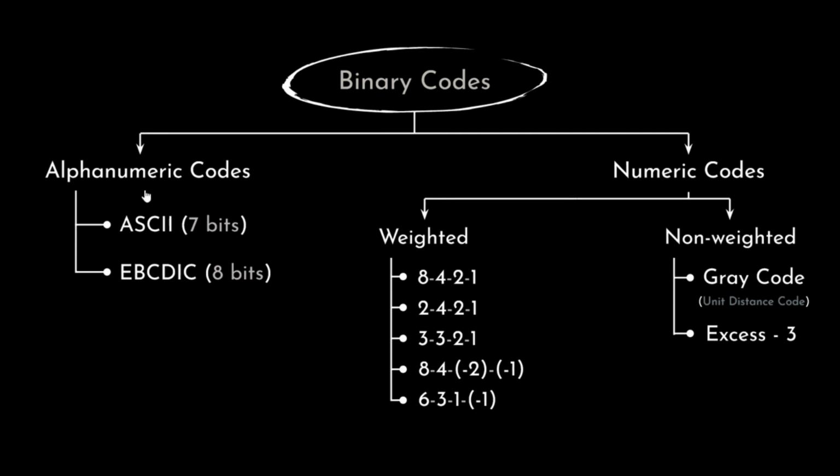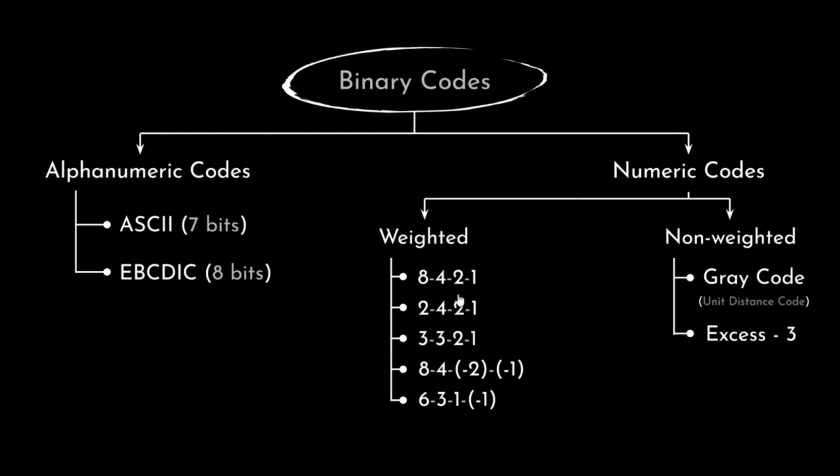Now in case of alphanumeric codes, if you observe the acronyms, ASCII stands for American Standard Code for Information Interchange. On the other hand, EBCDIC stands for Extended Binary Coded Decimal Interchange Code. So basically these two are Information Interchange Codes, right?